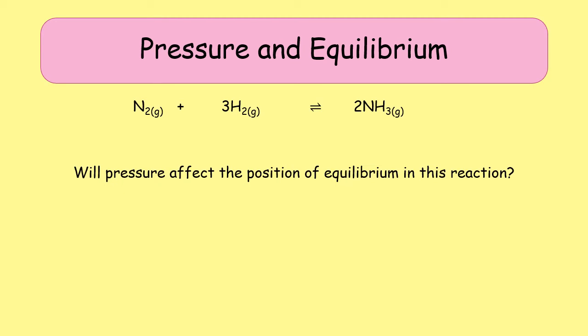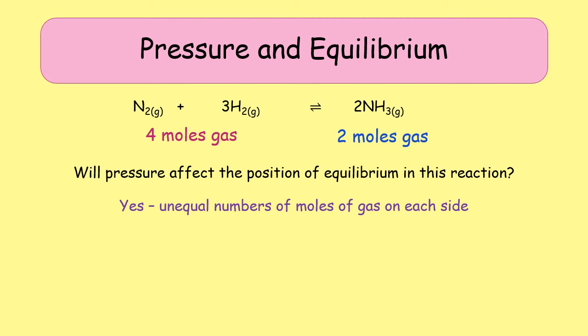We've got a second example here. You should be able to identify this as the Haber process. And again, the question is, will pressure affect the position of equilibrium in this reaction? Well, what we do is we look at each side and we look specifically for gases. On the left-hand side, we've got 1 mole of nitrogen gas and 3 moles of hydrogen gas. So that's a total of 4 moles of gas. On the right-hand side, we have 2 moles of ammonia, and it's a gas, so that's 2 moles of gas on the right-hand side. So we've got an uneven number of moles, which means yes, pressure can affect this reaction.